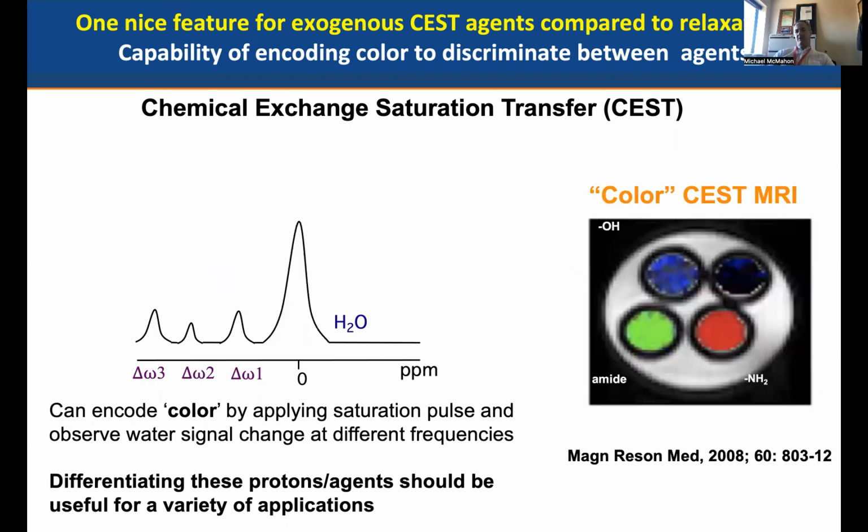And we felt like these would be very useful for a variety of applications, and first published our color CEST MR images back in 2008.